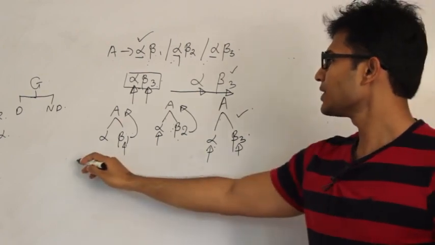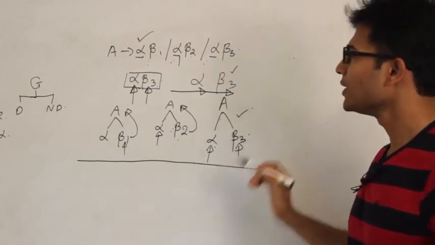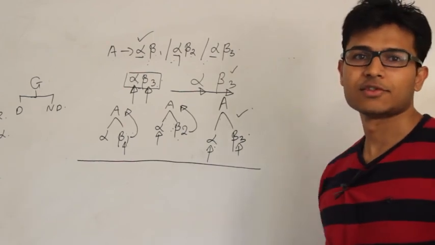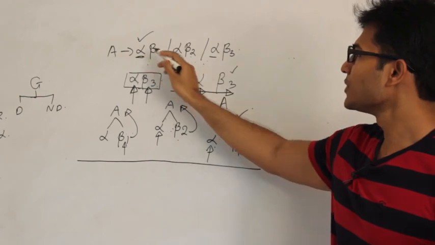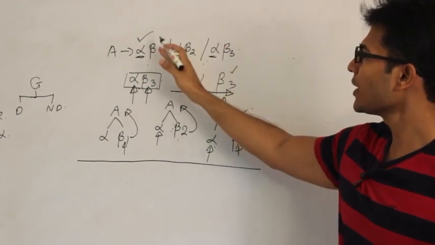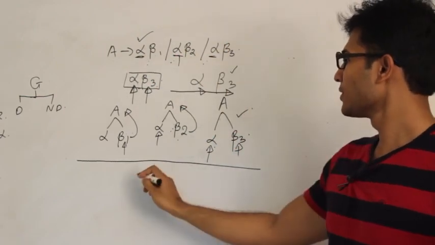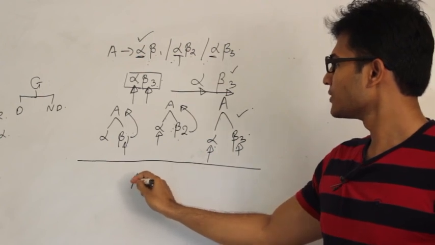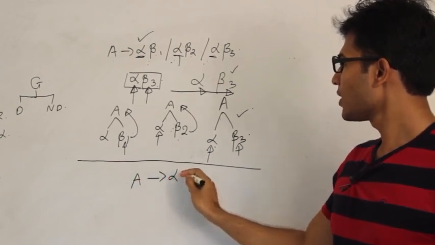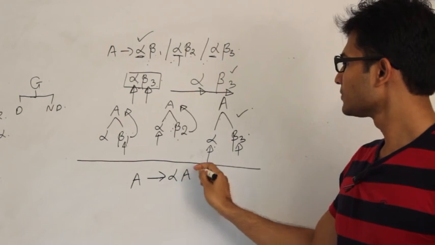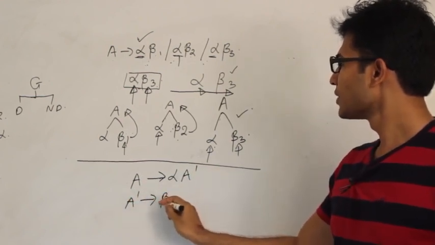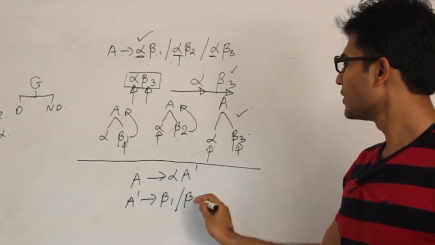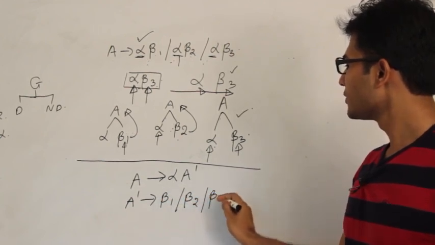It is also called the left factoring procedure or eliminating non-determinism. So using left factoring is simple. Whatever is common prefix we have, we take it as common and write the remaining part separately. So I can write it like this: A derives alpha A dash, and then A dash derives beta 1, beta 2, beta 3.